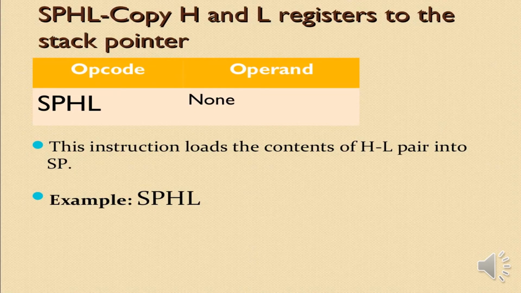Next instruction, SPHL: copy the HL register to the stack pointer. The operand is none. The opcode is SPHL. This instruction loads the content of the HL pair into the stack pointer. The stack pointer is a 16-bit register that stores the 16-bit stack address, and the HL register is also a 16-bit register used as a memory pointer. So the content of the HL pair is copied into the stack pointer.